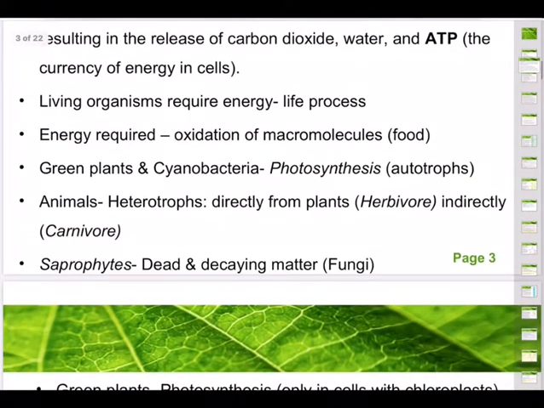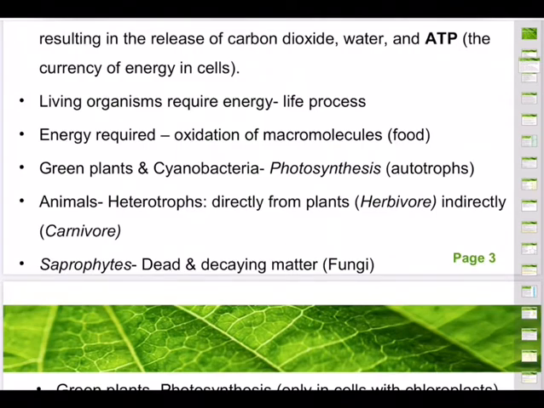So basically, respiration is the biochemical process in which the cells of an organism obtain energy by combining oxygen and glucose, resulting in the release of CO2, H2O, and ATP. ATP is the currency of the cells, as all of you know. Living organisms require energy so that life processes keep on going. This energy is basically required to break the big food particles that we consume.